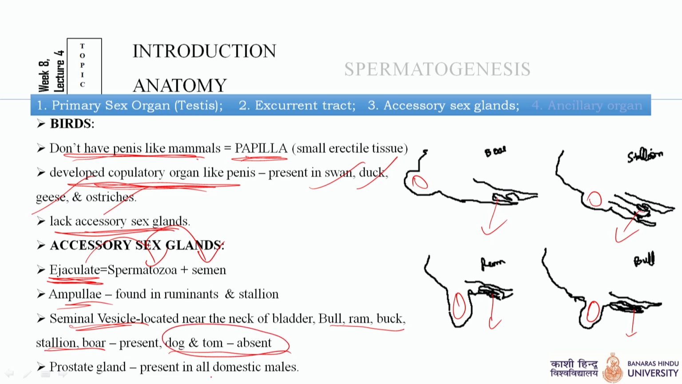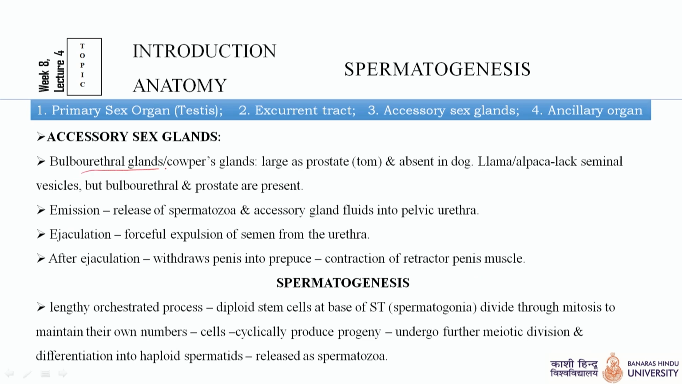And then the prostate gland is present in all domestic males, but in many books you will find that in the dog the one and only accessory sex gland present is the prostate. Okay. The bulbourethral gland, or Cowper's gland, is as large as the prostate in the tom, but absent in the dog. And then the llama, alpaca and camel lack the seminal vesicles, but the bulbourethral gland and prostate are present in the llama, alpaca and camel species.